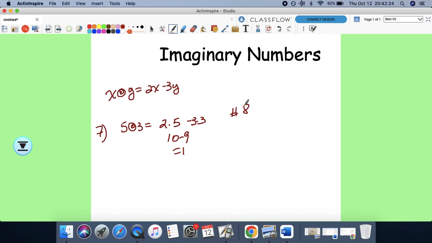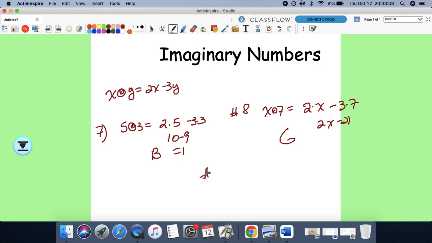Oops. Number 8. Same thing. X at 7. Okay, so number 8 is x at 7. So we're going to get 2 times x. The x is going to stay, that's not going to change, minus 3 times 7. So we get 2x minus 21. And we get G for this one. 7, I'm sorry, was B.